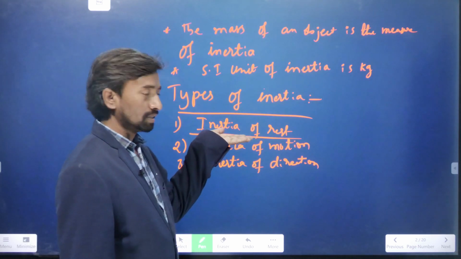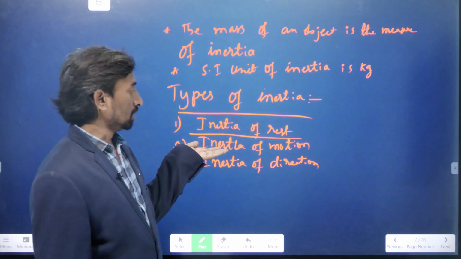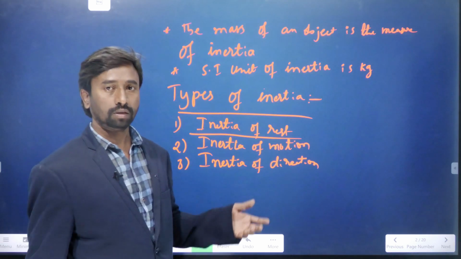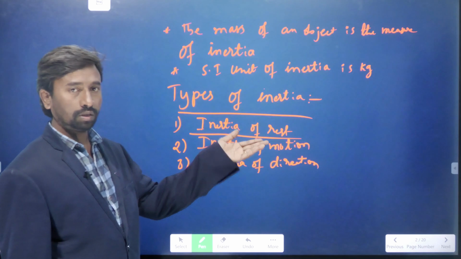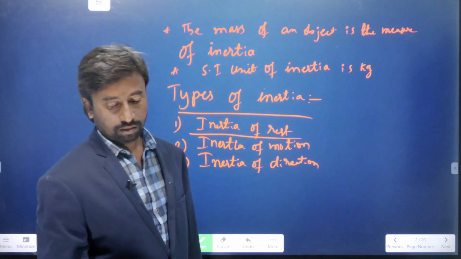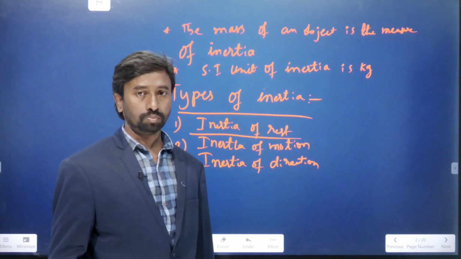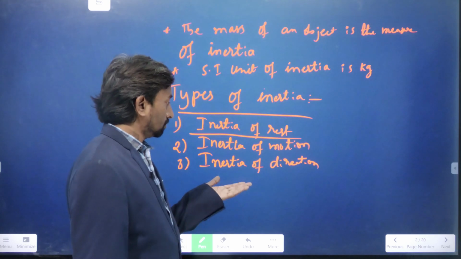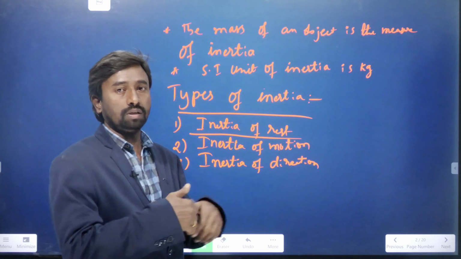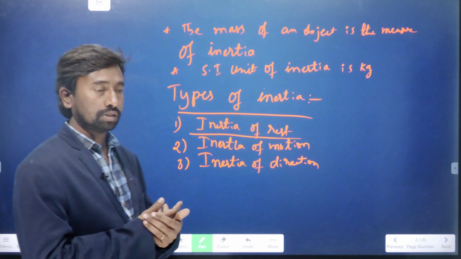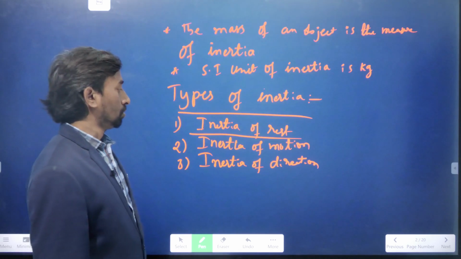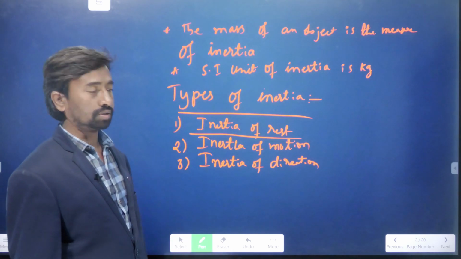Even if the body is at rest, meaning it is stationary, it does not come into motion by itself. An external effort has to take place, and only then will it come into motion. And inertia of direction: if a body is moving in one direction, it will not change direction by itself. An external effort has to take place, and only then will the direction of the body change. A body in a particular direction does not want to change its direction; that is called inertia of direction.